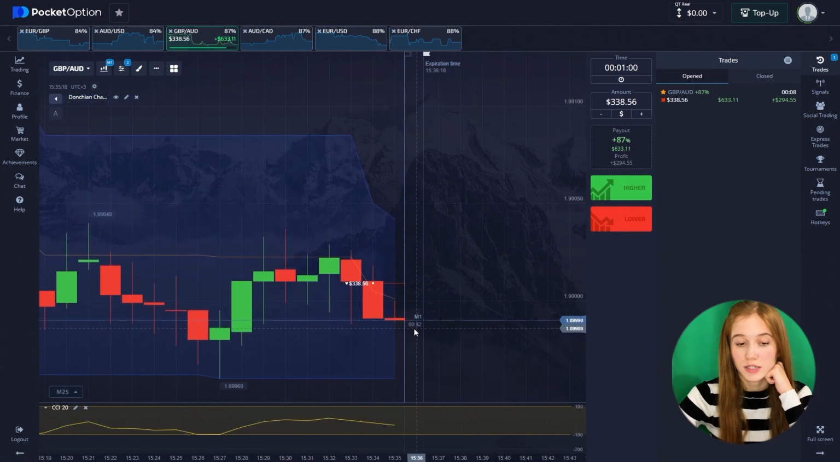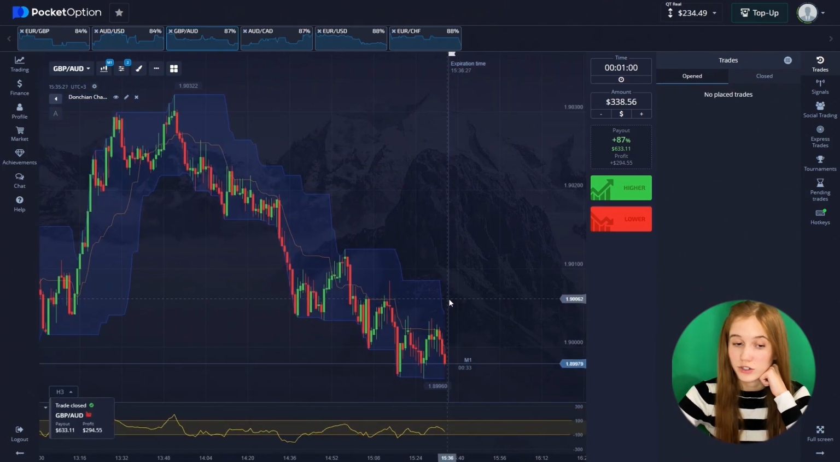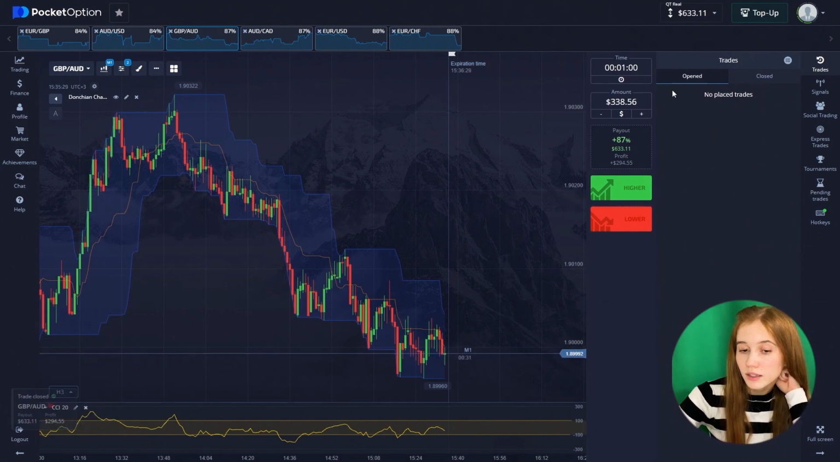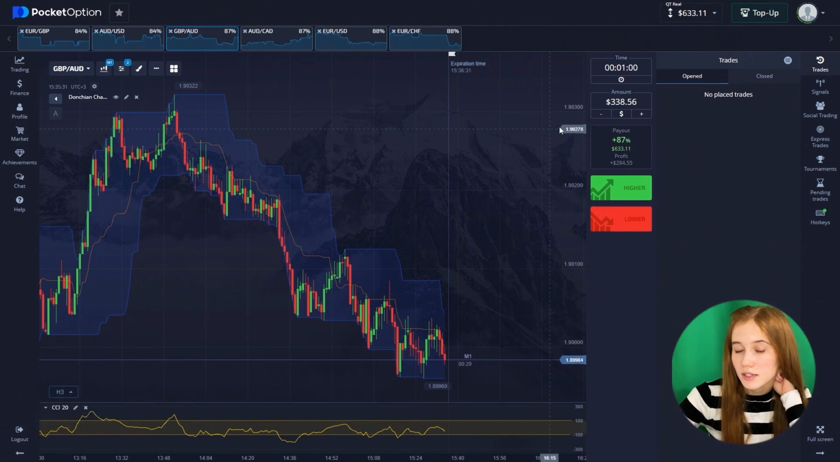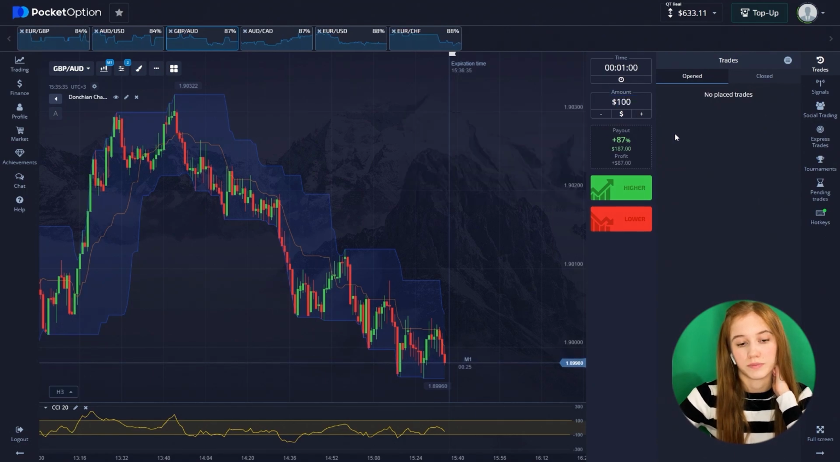10 seconds left until the end. So it's stable for now. CCI, we see a large drawdown. Yeah, plus, they are good. Our balance is $633. Good.